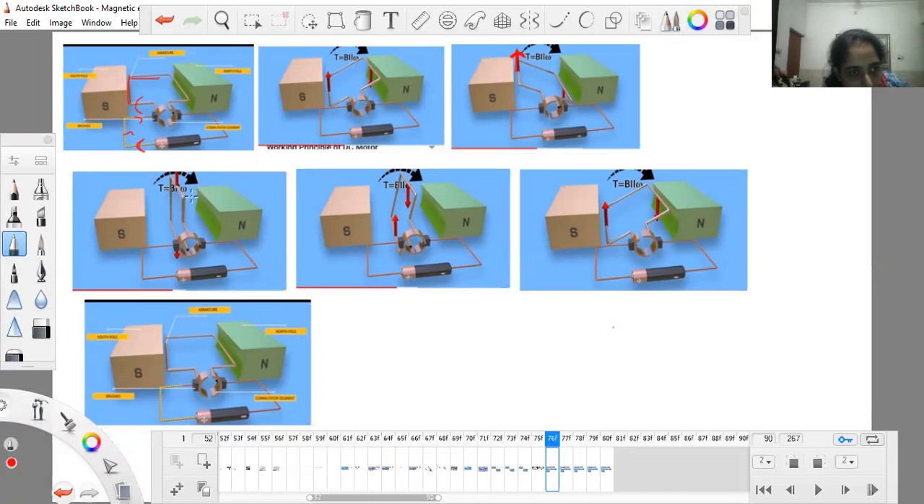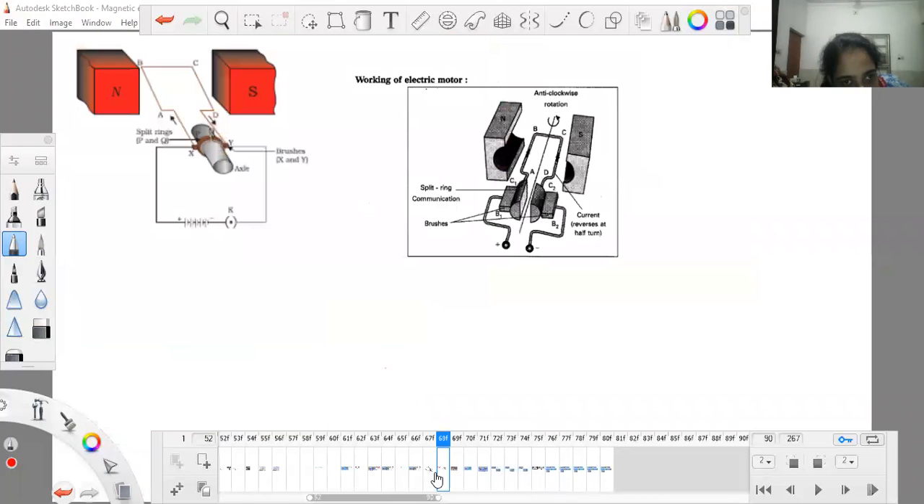Here you can see, I want to tell you how this split ring works. These are the real structure of the split ring. You can see how they are split. Split means they are not in contact with each other, and they are just in touch with these brushes.